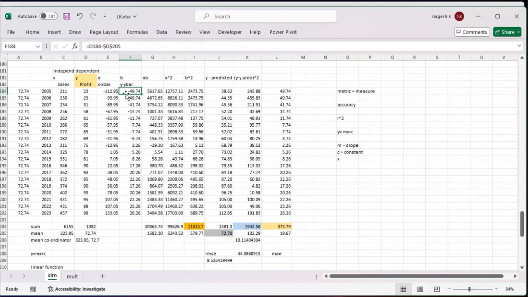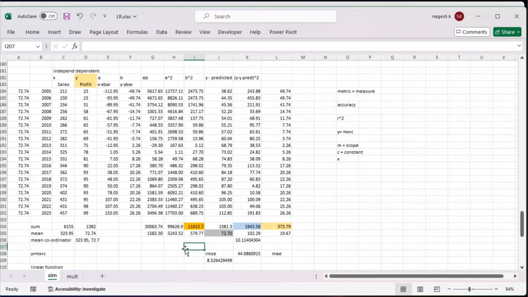What is b square? If you take b, this one, y minus y bar, this is the mean of this one. This is a common mean. This is the earlier error. This is actual minus the mean value, which is 72. This is the error, right? For all x values, these are the error values of y minus y bar.